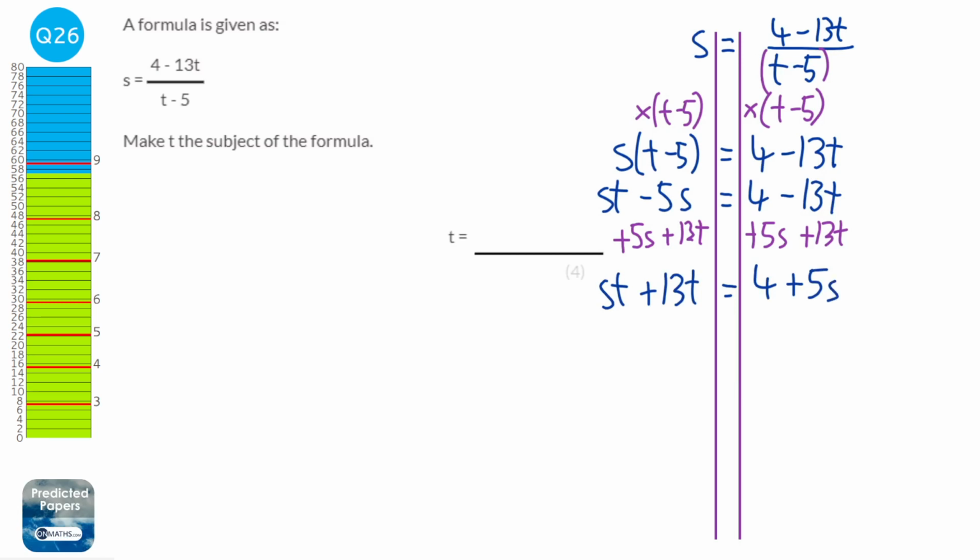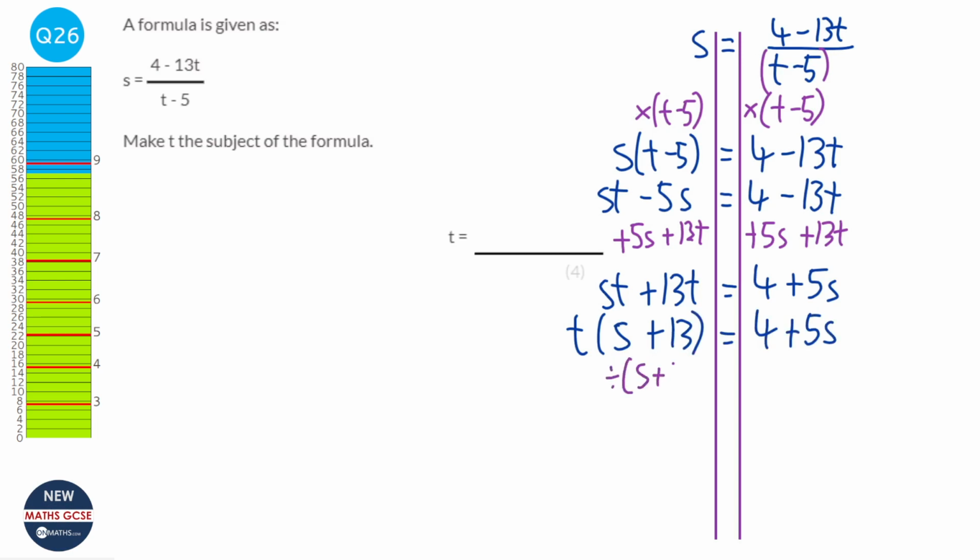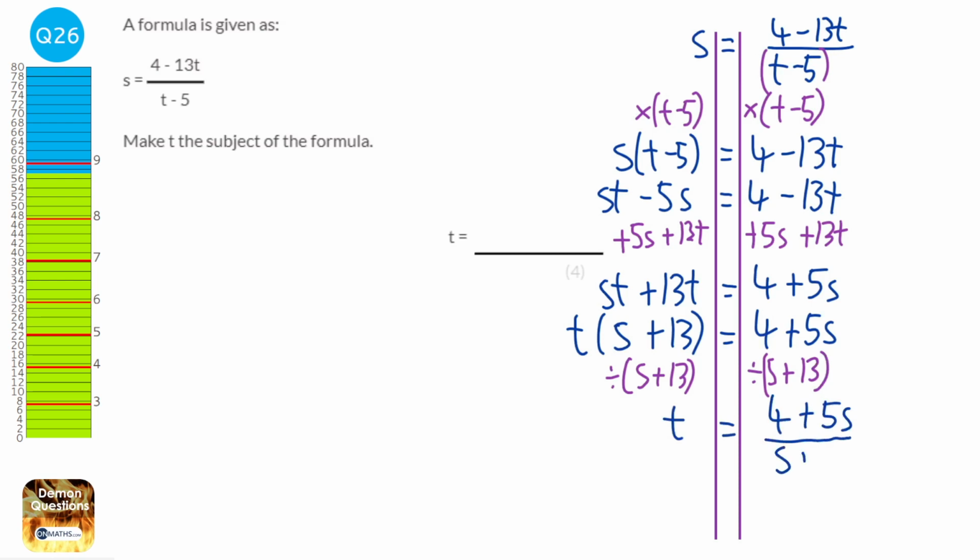Now when we've got the t's on the same side, we can factorise out the t's. So t bracket s plus 13 equals 4 plus 5s. And then we can get rid of this by dividing both sides by s plus 13. And so we're left with t equals 4 plus 5s over s plus 13. So our answer is 4 plus 5s, all of that over s plus 13.